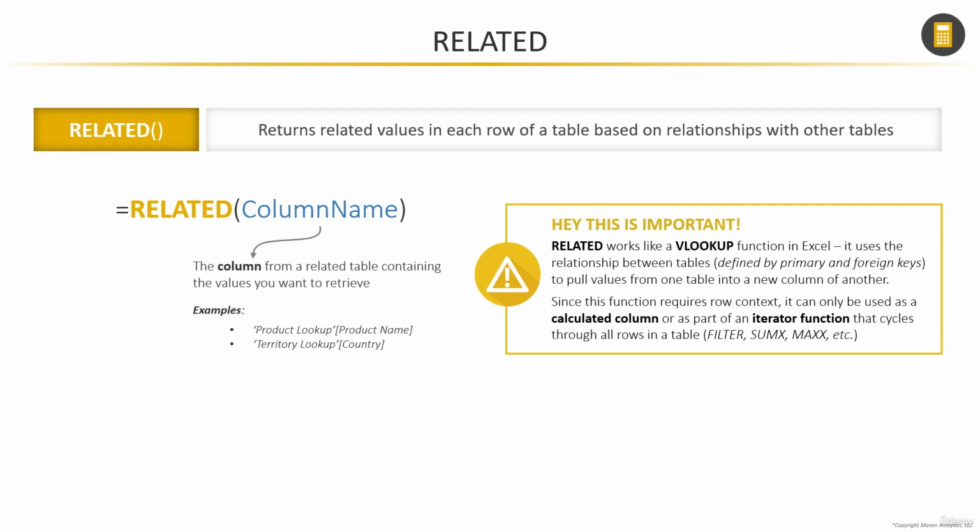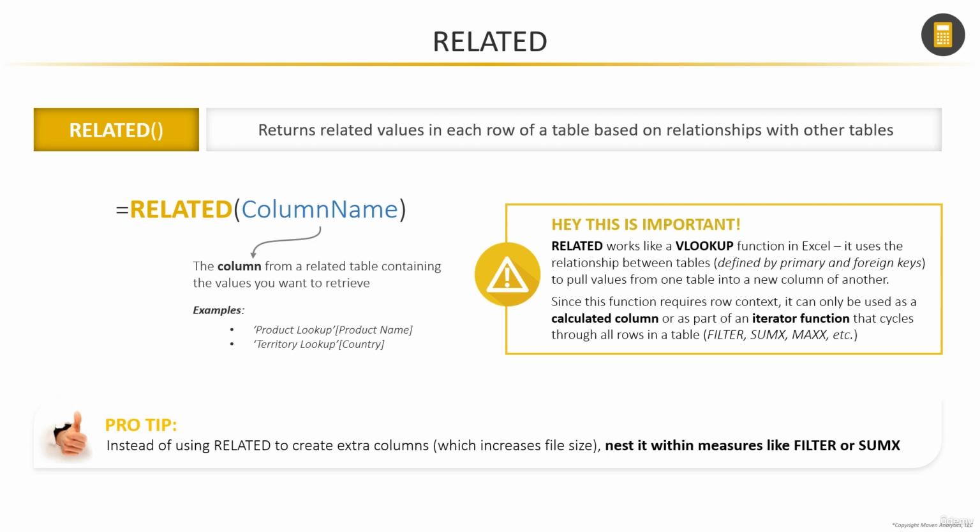So you'll only see RELATED being used as either a calculated column, which is what I'm going to show you in this demo, or as part of an iterator function that's designed to cycle through tables row by row by row. So functions like FILTER or SUMX or MAXX, etc. Now, pro tip here, you may be thinking, all right, this concept makes sense, but isn't it kind of against the normalization standards where we said we don't want to create redundant data like this? And yes, you are correct.